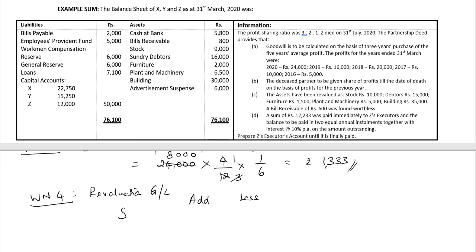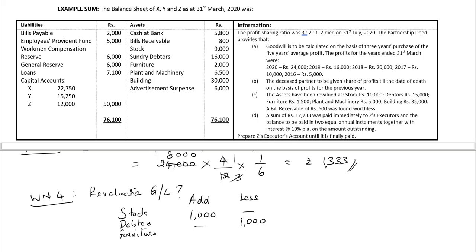gain or loss. So we have stock is valued at 10,000 against the book value of 9,000. So under add, we'll write 1,000 rupees. Next, debtors 15,000 against the book value of 16,000. So 1,000 rupees under less. Furniture 1,500 rupees valued at against the book value of 2,000 rupees. So 500 rupees against furniture in less.